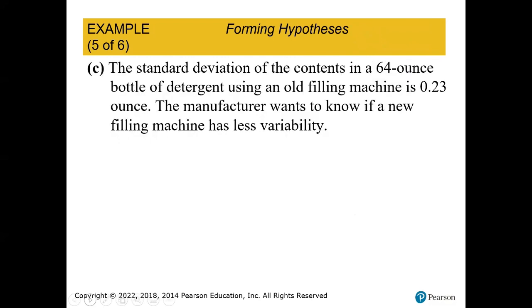And then by process of elimination here, we'll do the other one. So the standard deviation of the contents of a 64-ounce bottle of detergent using an old filling machine is 0.23 ounces. That is what the standard deviation is. The manufacturer wants to know if a new filling machine has less variability. So we want to test less than this value.